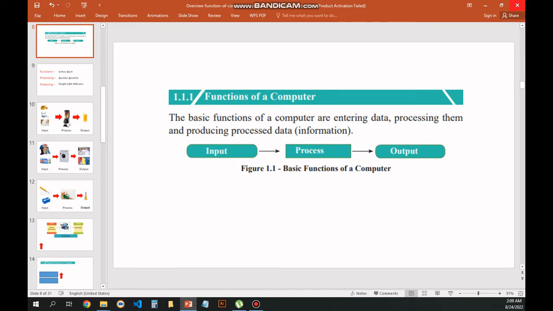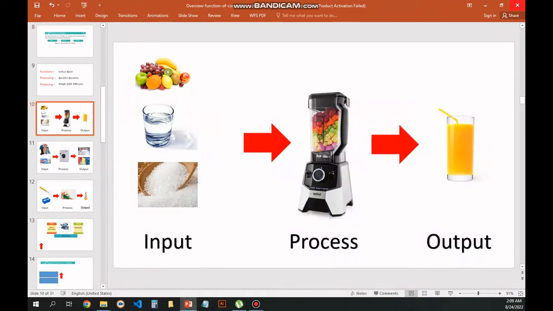The functions of a computer can be shown with the help of this small diagram called input, process, then output, right? Okay, so for an example, let's see a real-life example. Here you can see some fruits, the water, the sugar. What is the idea here? What is our target, the output? It's a fruit juice, right? We are going to produce a fruit juice.